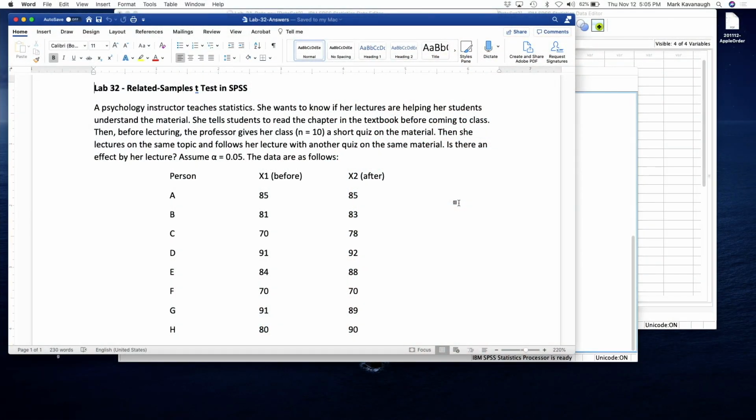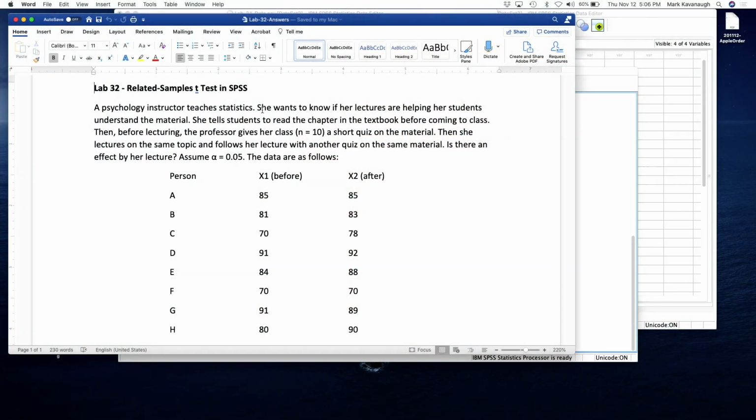right here, I'll get that going. Lab 32 is a straightforward related samples t-test. You have person 1, person 2. This is a person, an instructor teaches statistics. She wants to know if her lectures are helping her students. Like, I would want to know if this video is going to actually help or not. Same sort of data collection.